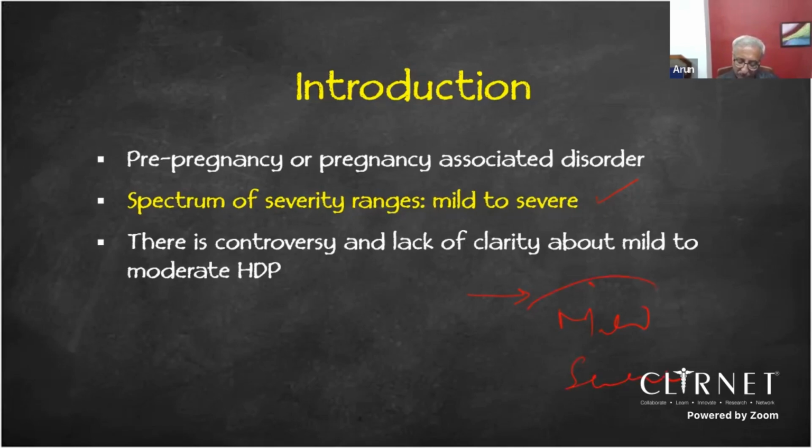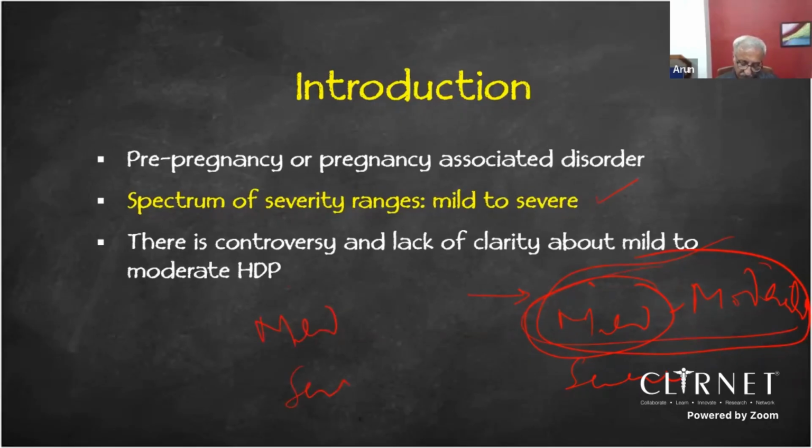There's an overlap between mild and moderate, so the outcomes are almost the same. So we club these together and take it as mild, and the second is severe. All right.